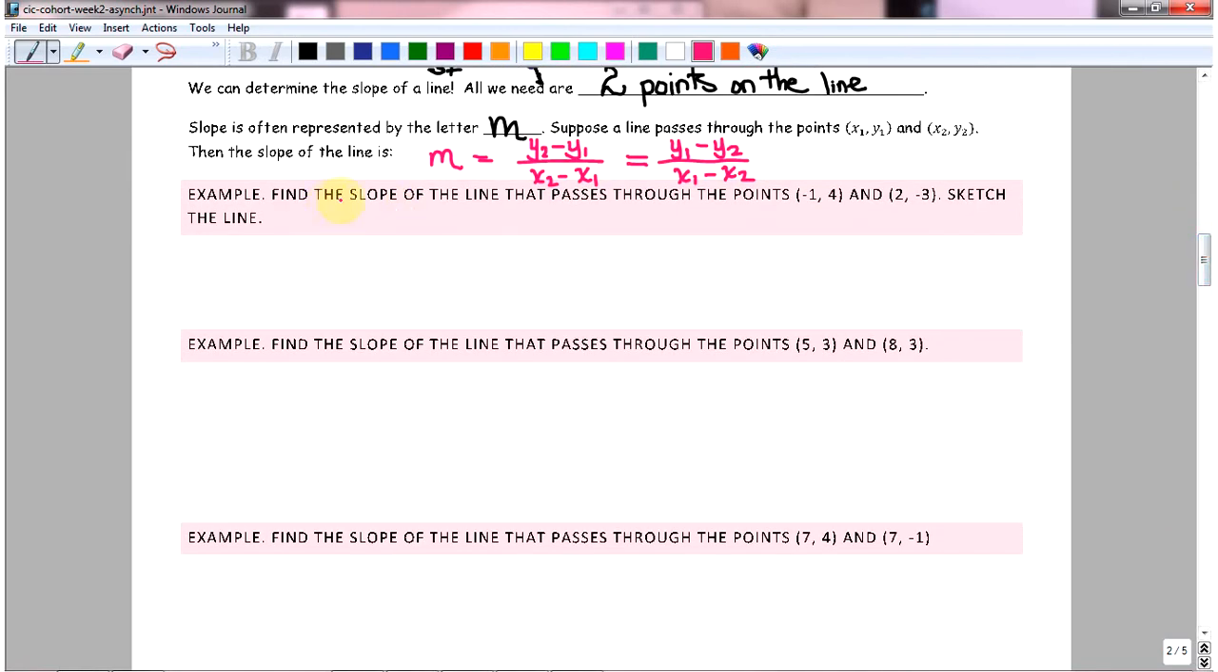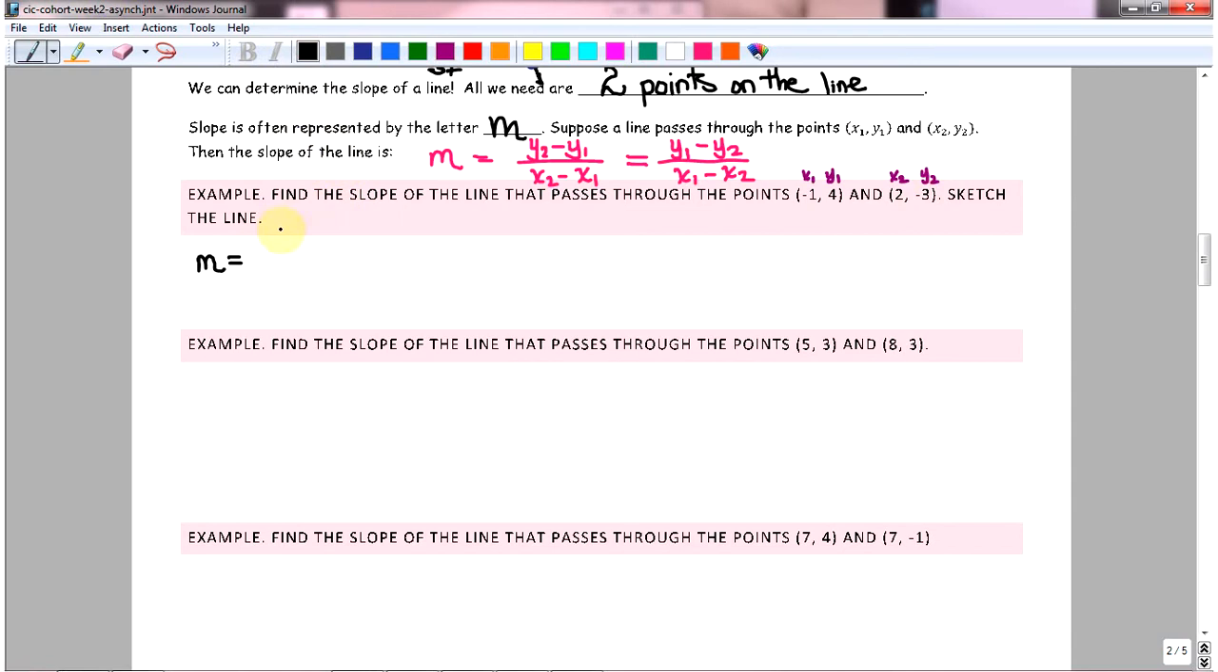So in the next example, find the slope of the line that passes through the points (-1, 4) and (2, -3). Sketch the line. Okay, so using our slope formula, it doesn't matter which point you start with, but just to make it look similar to our formula, why don't we let this be (x1, y1), and we'll let our second point be (x2, y2).